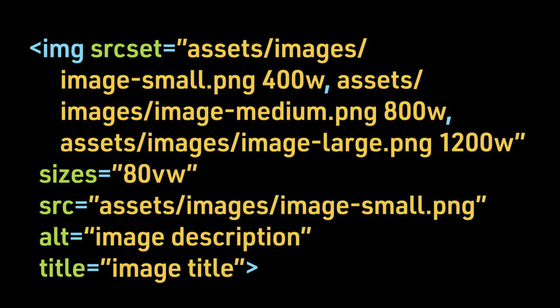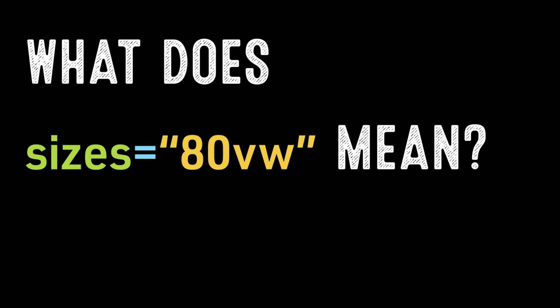Image source set equals assets/images/image-small.png 400w, assets/images/image-medium.png 800w, assets/images/image-large.png 1200w in quotation marks, sizes equals 80vw in quotation marks, source equals assets/images/image-small.png in quotation marks, alt equals image description in quotation marks, title equals image title in quotation marks. What does sizes equals 80vw in quotation marks mean?